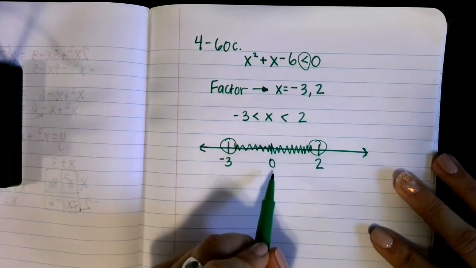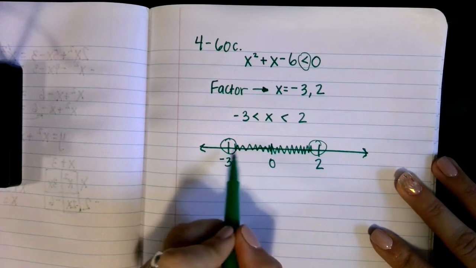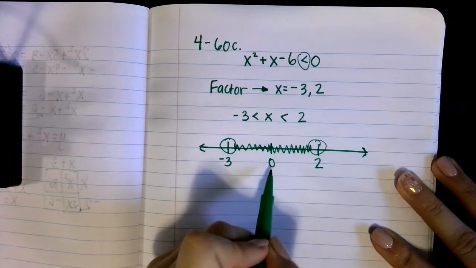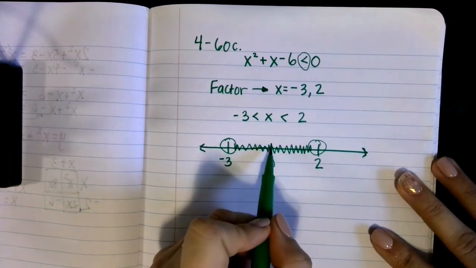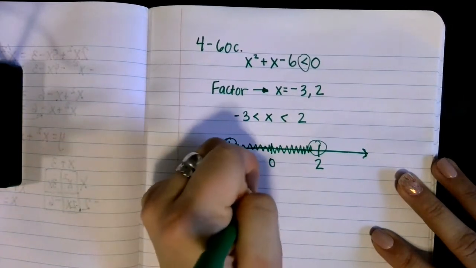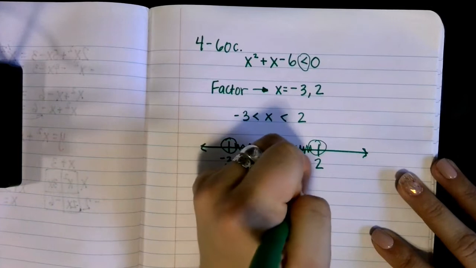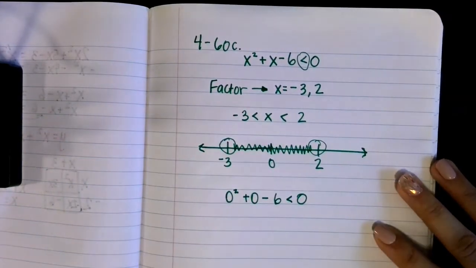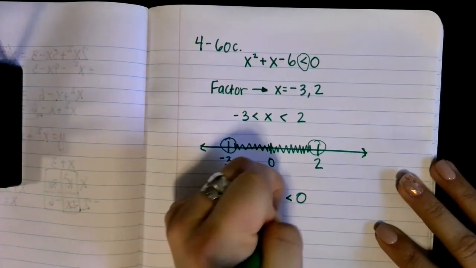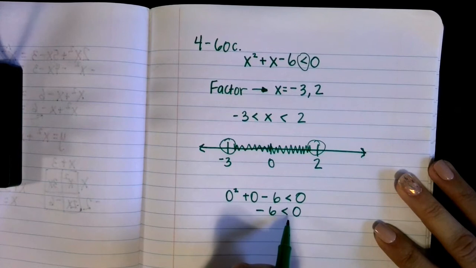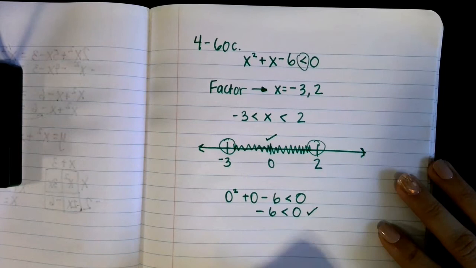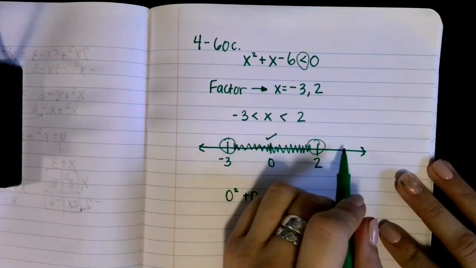So I'm going to pick a number that is inside this interval, and I'm going to plug it in here to see if it works. So for example, if I plug a 0 in, so let's try that because that's in between, I get 0 squared plus 0 minus 6 is less than 0. So 0 squared is 0 plus 0 is 0 minus 6 gives me a -6. So I get -6 is less than 0. This is true. So I'm going to put a check mark here. We know that works.